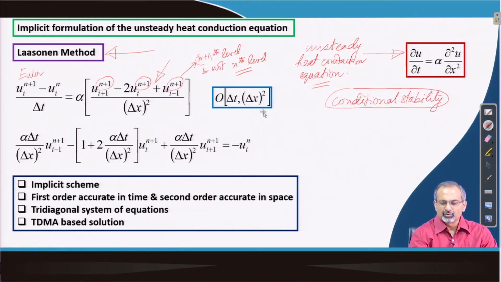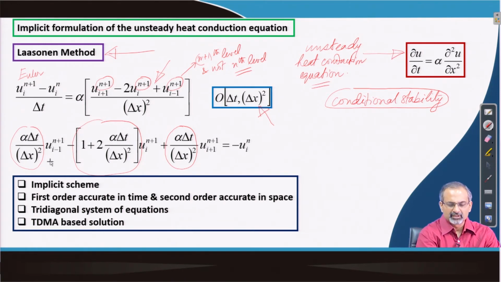Now, if you follow this discretization, the formal order of accuracy of the scheme that you will have is first order in time and second order in space. That can be shown through the Taylor series approach. If you rearrange the terms a bit, you would see that you would have coefficients for the 3 variables for this equation. So, these are the 3 variables that you have, and this is the known term because it comes from the nth time level.